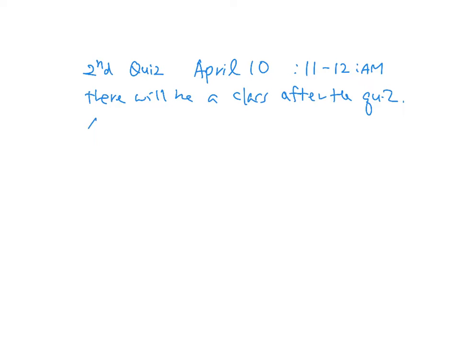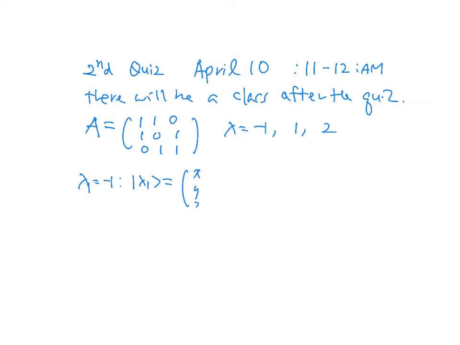So let's go back to A: 1, 1, 0, 1, 0, 1, 0, 1, 1. And we have three different eigenvalues. Lambda is minus 1, 1, 2. So start with lambda 1, minus 1. Then let's say x, y, z. Then A times lambda 1 is 1, 1, 0, 1, 0, 1, 0, 1, 1.